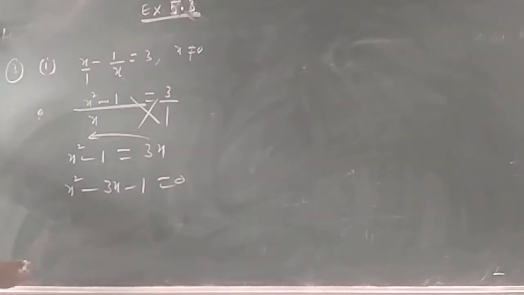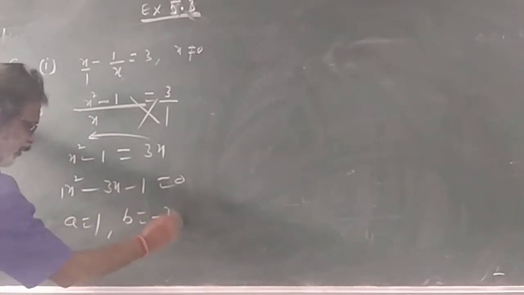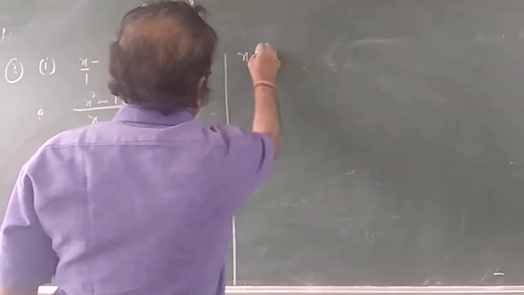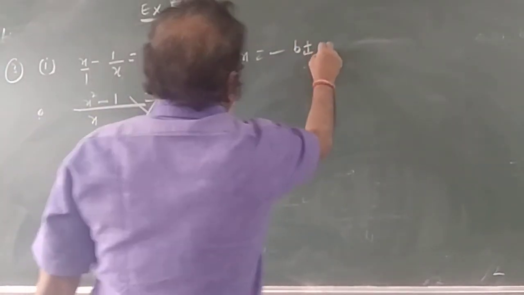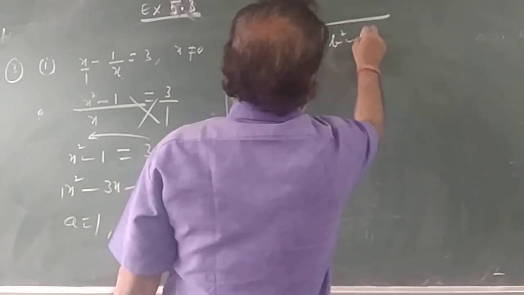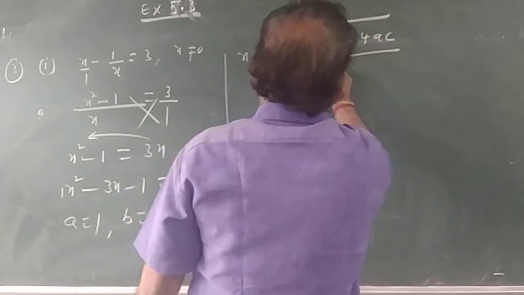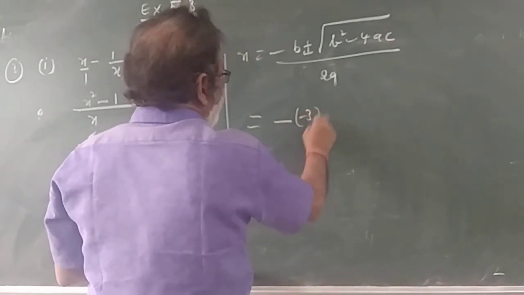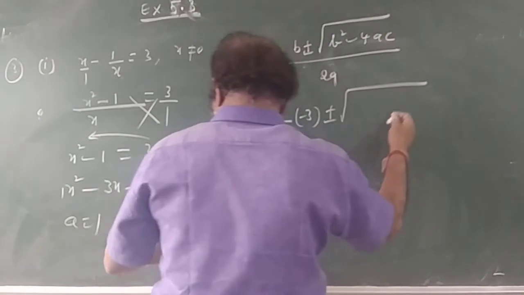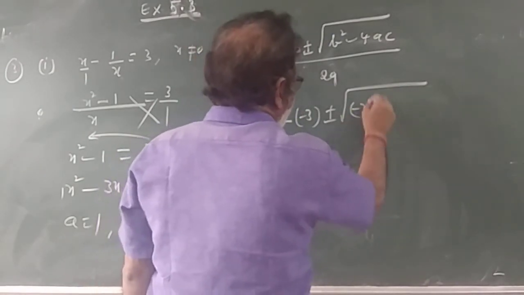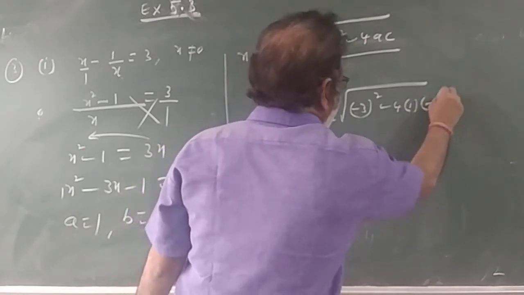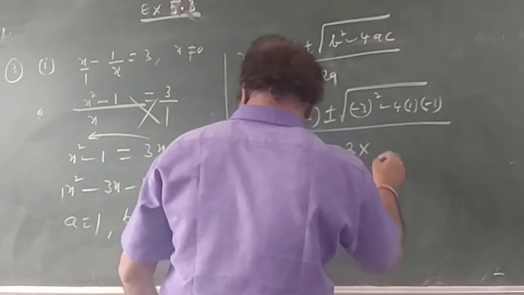Using the formula you can do it. No problem. a is equal to how much? 1. b is equal to minus 3. c is equal to minus 1. Find out directly you can do it. x is equal to minus b plus or minus under root b square minus 4ac whole by 2a. So minus b is how much? Minus of minus 3, plus or minus under root b square minus 4ac, with c as minus 1, whole by 2 into 1.